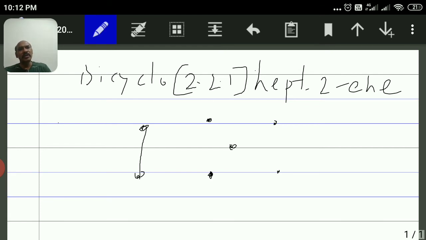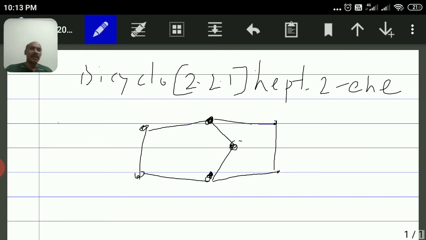So those 2 you connect together first, and take them to the bridgehead carbon atom, which is the dark dot there. Then the smallest bridge of one carbon atom, that is a dot in the middle, you take to the bridgehead carbon, that is the common carbon. So it is the structure for bicycloheptane.